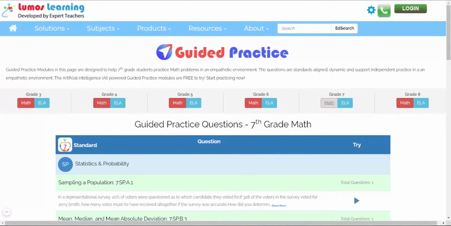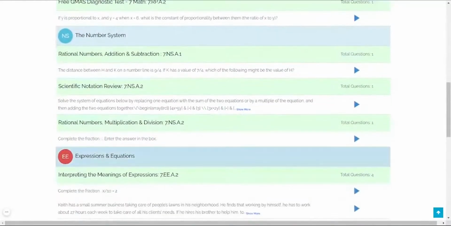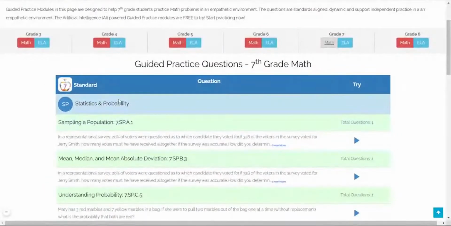Once you open up the free Guided Practice module on the Lumos Learning website, you'll need to select the grade and the subject for which you'd want to practice more questions. Here are the domains for grade 7 math. For today's demonstration, I will be choosing the domain here at the top titled Statistics and Probability. The questions are standards aligned, dynamic, and support independent practice. Let's select the first one and start by clicking the play button here.